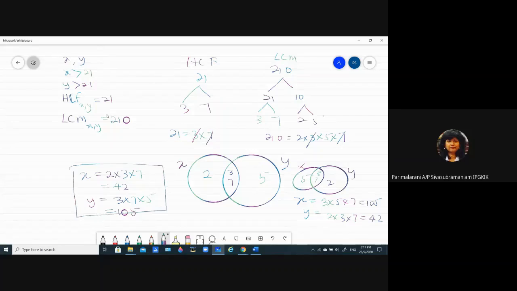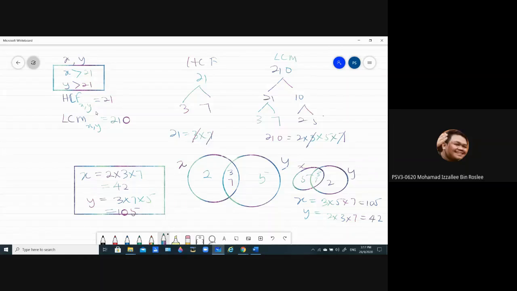But my final answer is only this one. Why? Because they have given you this condition here, syarat ni. X is bigger than 21. Oh, both are correct, huh? Yes. X is bigger than 21, Y is bigger than 21. Oh, both are correct. Okay, so we have two sets of answers. Okay, correct lah?